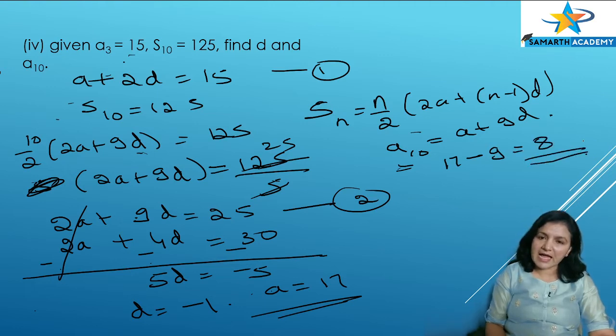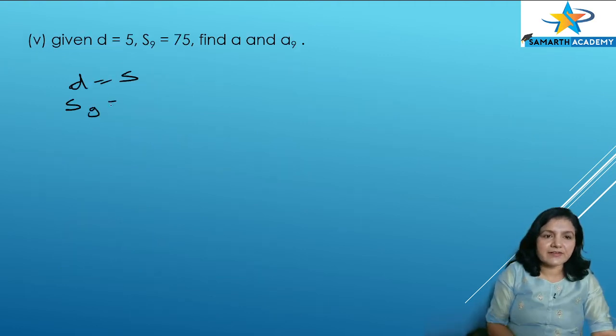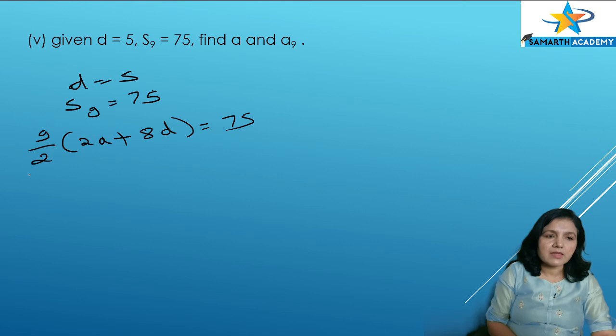This is the answer. S9 is 75. So what is S9? 9 by 2 into 2a plus 9 minus 1, that is 8d, equal to 75. Now 2a plus 8d, I'll send 9 and 2 that side.